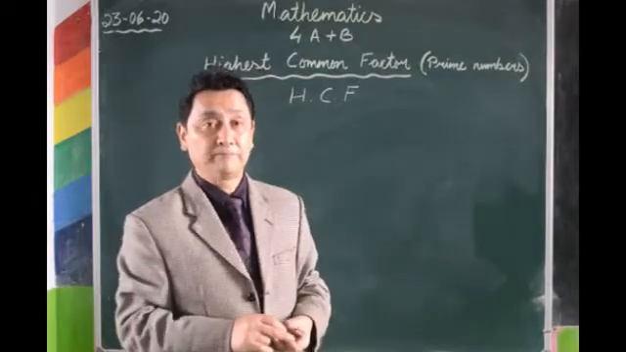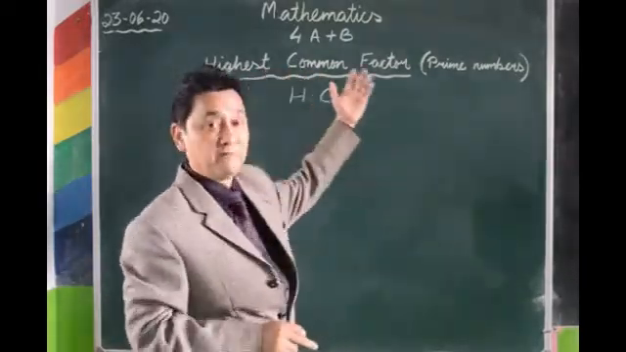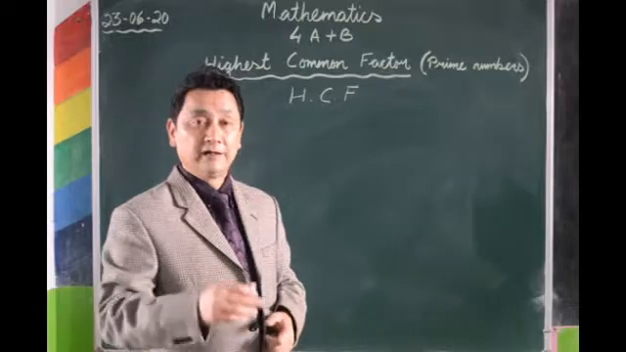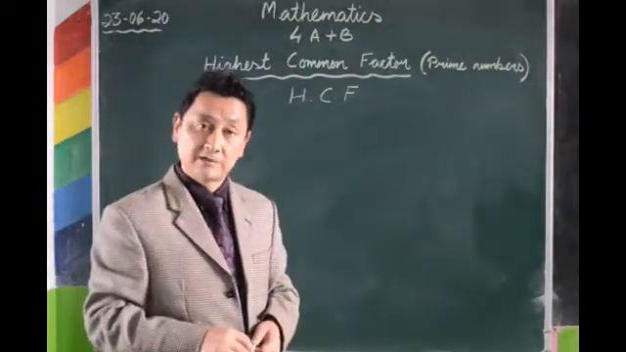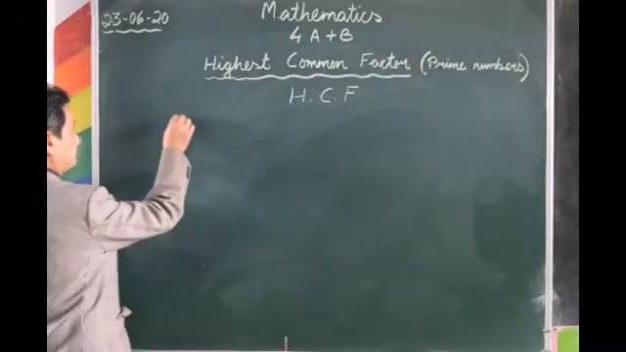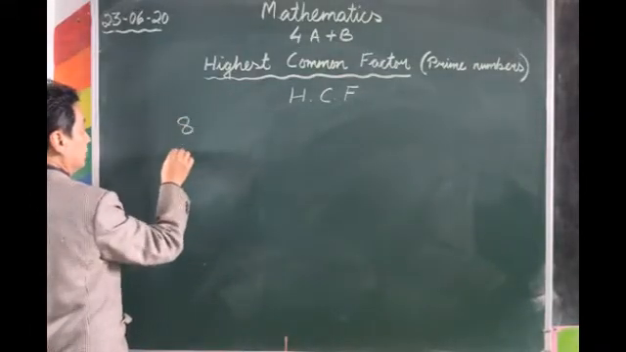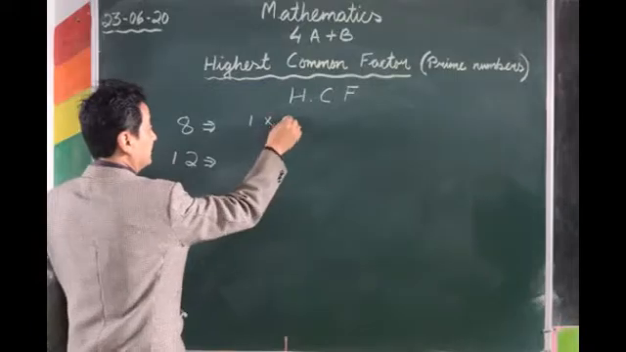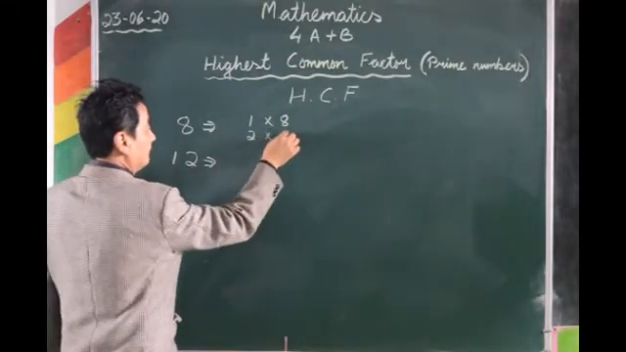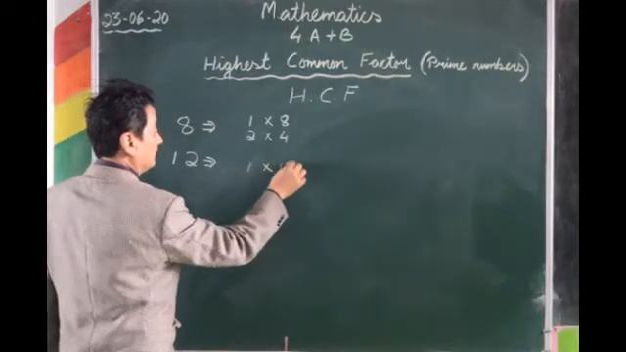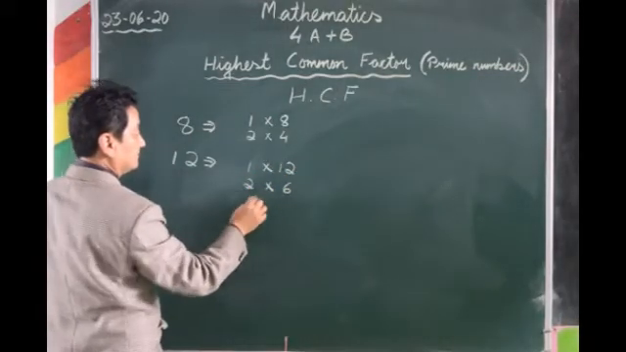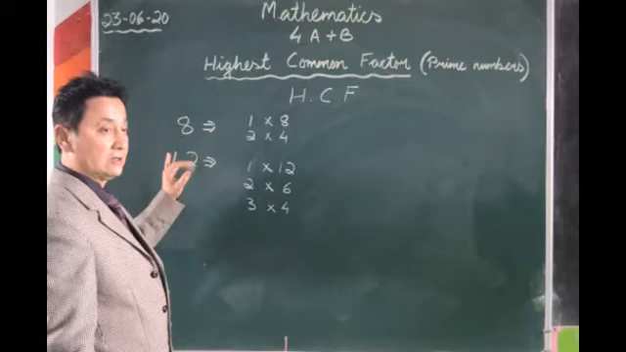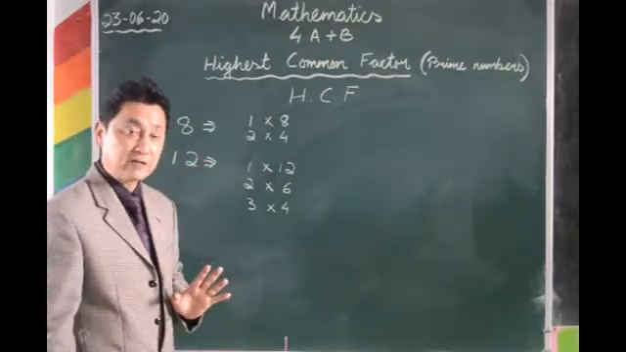Let me show you an example of the highest common factor in the factor method. I'm just going to show you as an example, but we are not going to do it that way. We are going to do it in the prime factor method. Okay? So let me show you. In the factor method, we ask which numbers go into 12 and 8. 1 into 8, 2 into 4, 1 into 12, 2 into 6, 3 into 4. These are the numbers that will go into 8, and these are the numbers that will go into 12. So these are the factors, not the prime factors, but factors.